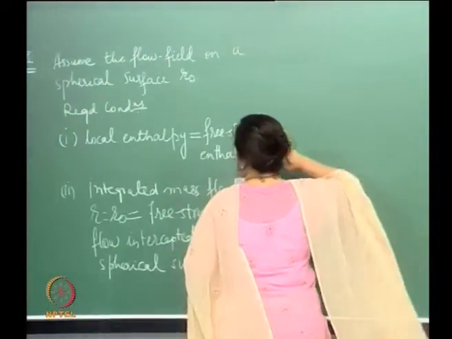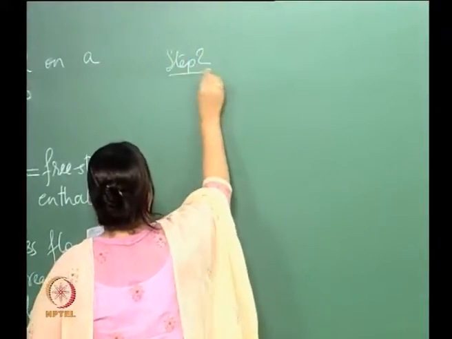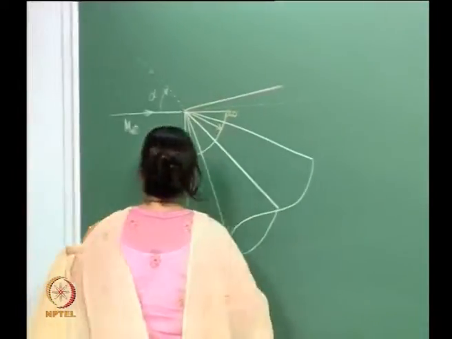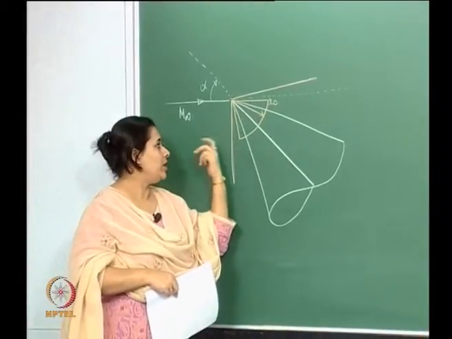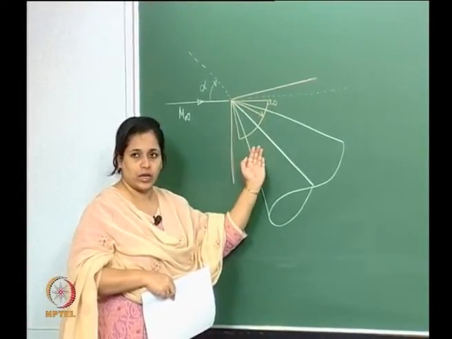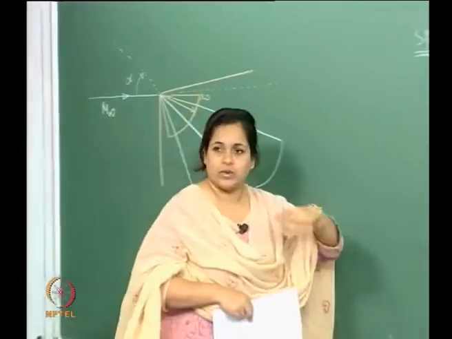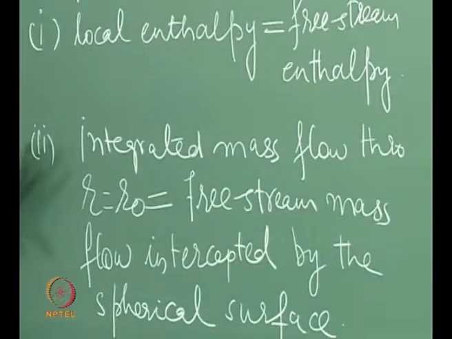Having done that, this is the first part where we assume the flow. So step 1 basically consists of beginning by assuming a conical surface within the shock and the body, and assuming the flow on it, which can be arbitrary, but these two conditions should hold. So that takes care of your step 1.